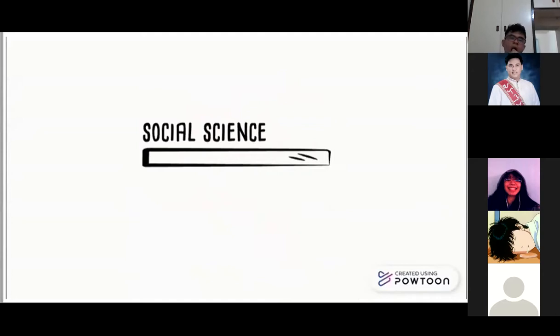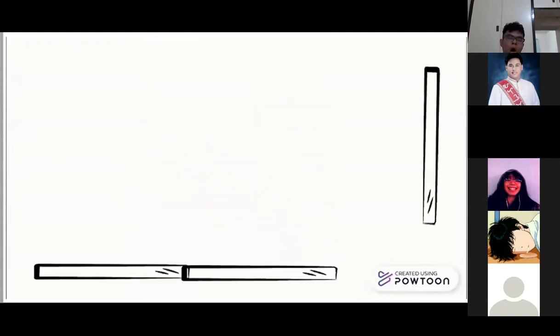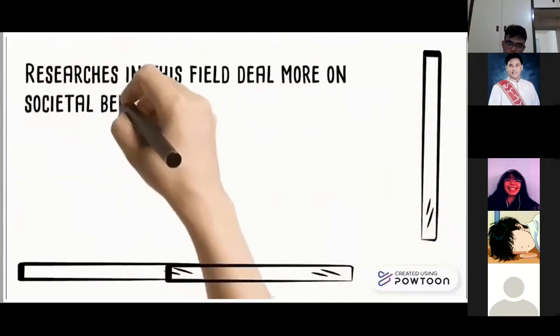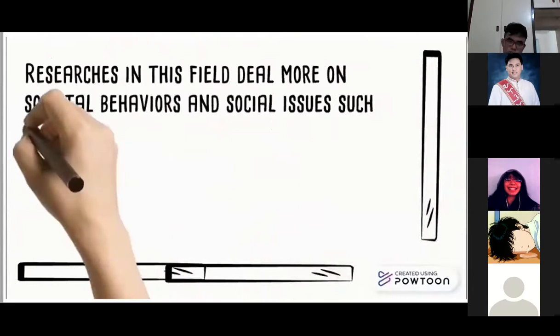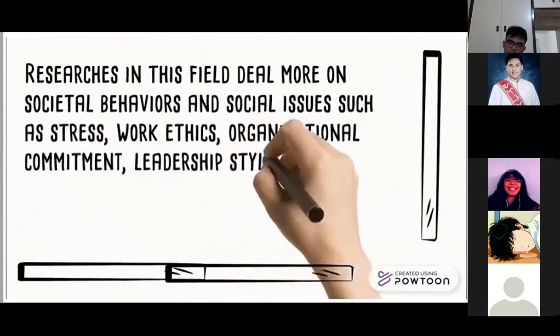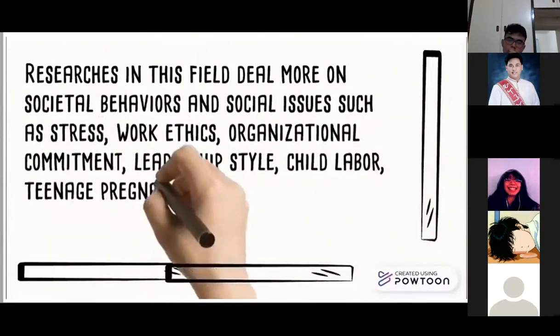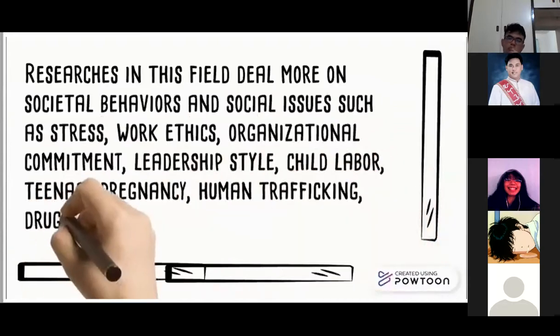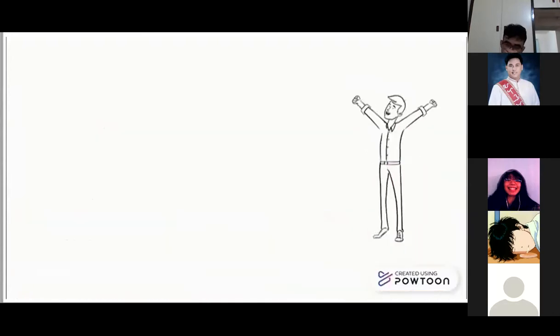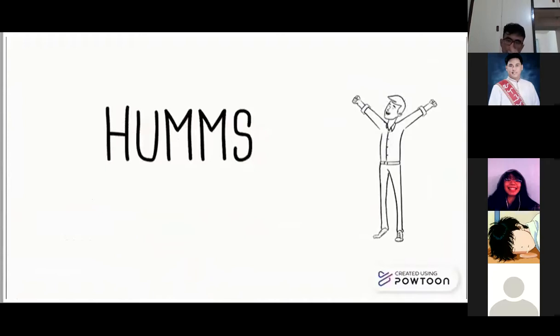In the discipline of humanities and social sciences, research aims to provide solutions to the social problems directly felt by people. Researchers in this field deal more with societal behaviors and social issues such as stress, work ethics, organizational commitment, leadership style, child labor, teenage pregnancy, human trafficking, drug addiction, and other forms of criminality. Social science research leads to the understanding of social interactions that may lead to the formulation of new theories and practices that contribute to societal development and welfare.